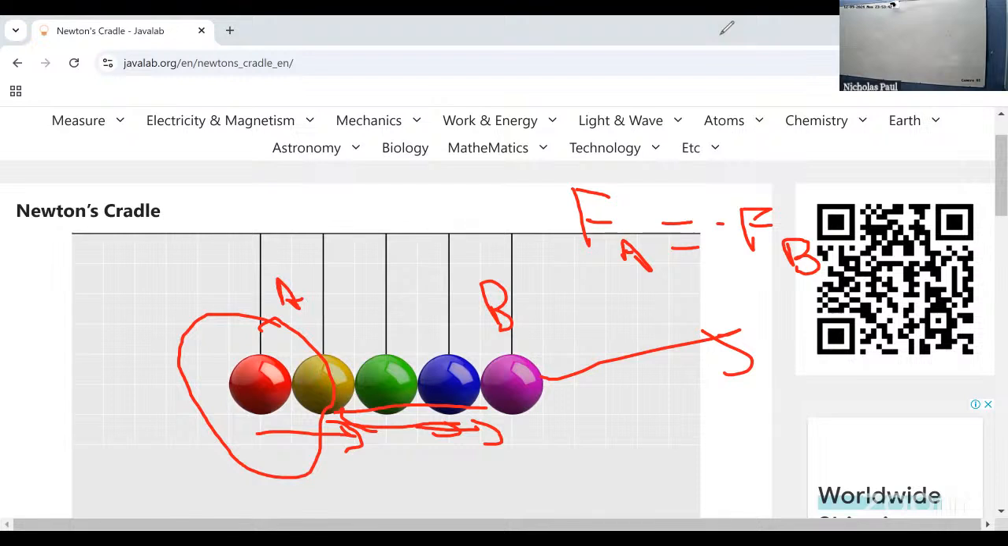Right. You have a question that we have to answer. Why did green not move it?